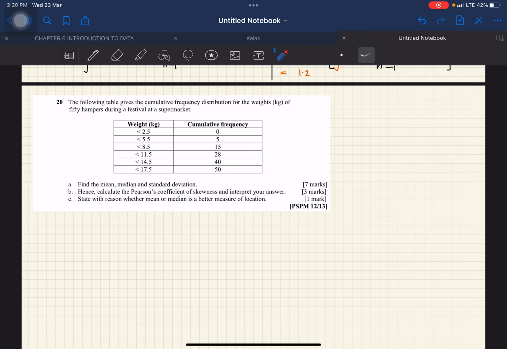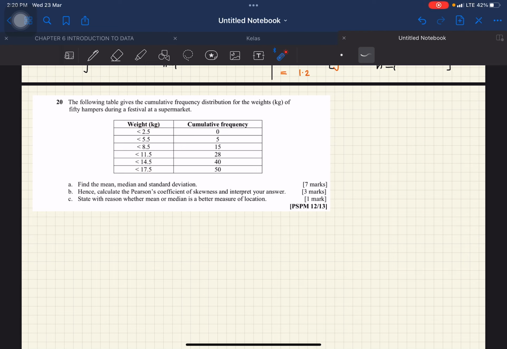So this one is group data. So it must have interval. Dia mesti ada daripada mana sampai mana. Okay, so dia start from 0 sampai let's say 10 contoh. Okay, so dia mesti daripada something, there is a start number sampai end number. Okay, so if you take a look over here, dia tak bagi awak interval. So kenapa dia tak bagi interval? Sebab dia bagi awak cumulative frequency.